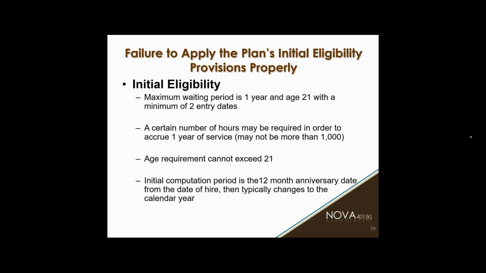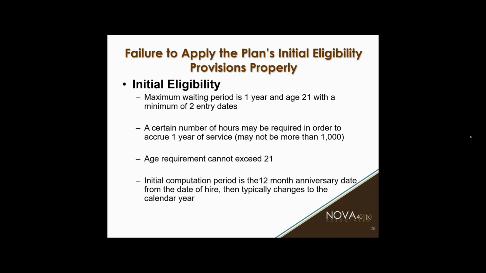Just some background on initial eligibility. In a 401k plan, the maximum waiting period you can have by law is 1 year of service and age 21, so you can't have a higher age limit than 21, with a minimum of 2 entry dates. Okay, so typically most plans are calendar year plans, right? And so 2 entry dates would be 1/1 of each year and 7/1. So semi-annual is the maximum. So a certain number of hours may or may not be required in order to accrue that 1 year of service, but most plans use 1,000 hours. So if you work 1 year and you work 1,000 hours in that year, then you qualify for a year of service. And you can't require more than 1,000 hours either under the law.